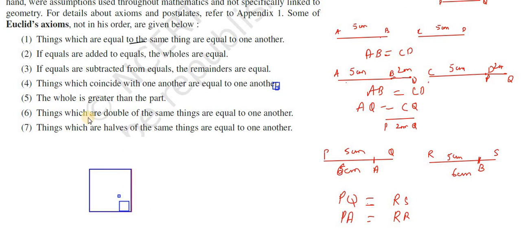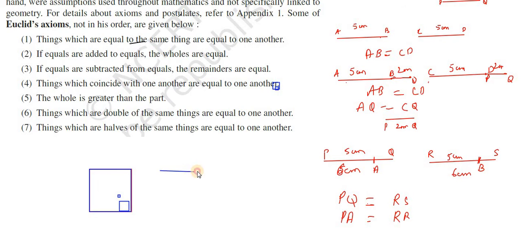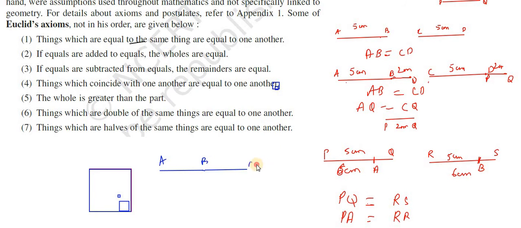Okay, now the sixth one: the things which are double of the same thing are equal to one another. Here again we can take the line example, it is the best. Here again a 5 centimeter line. AB is 5 centimeter. Again I take 5 centimeter, I double this, so it becomes ABC. Therefore AC is also 5 centimeter. So the things which are double of the same thing are equal to one another.